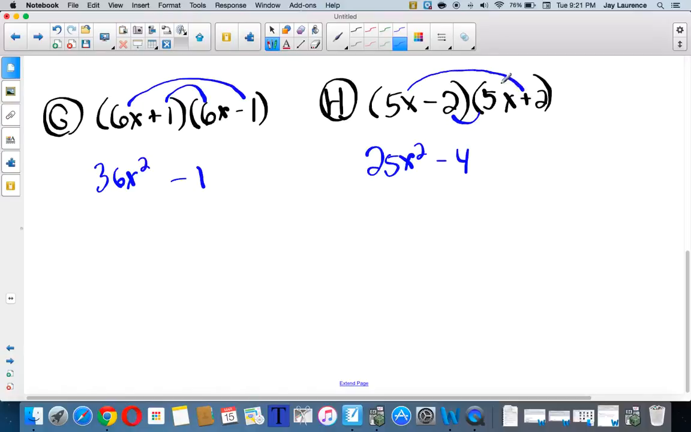All right, that's all that's going to be on the quiz Thursday. You're going to have to add and subtract polynomials. You're going to have to multiply polynomials of different types, and you're going to have to be able to classify them.